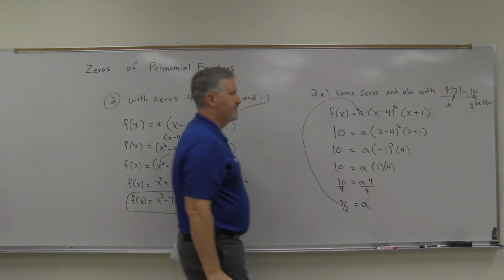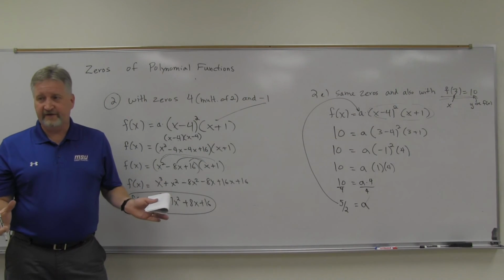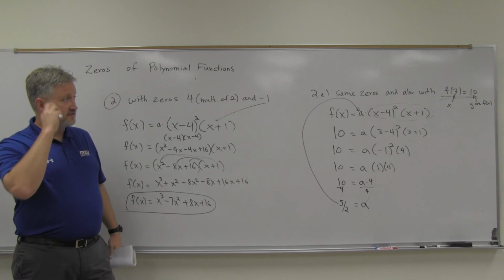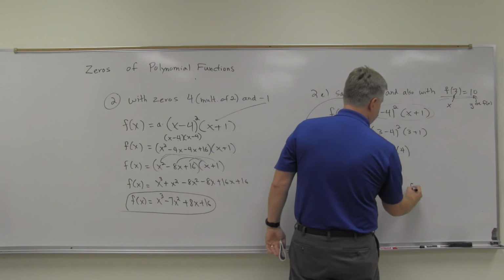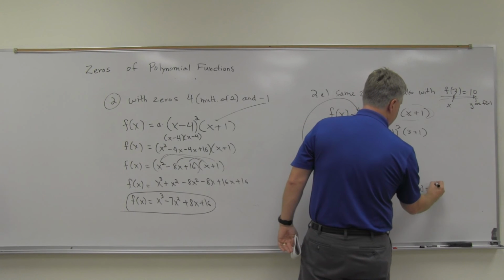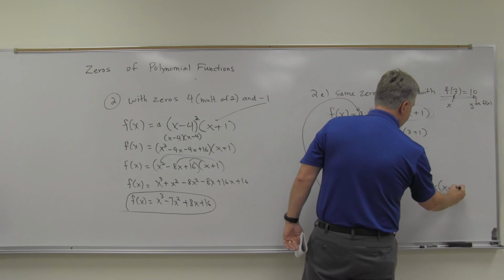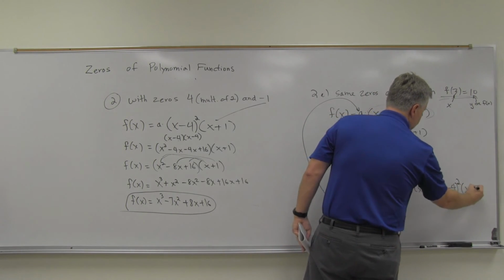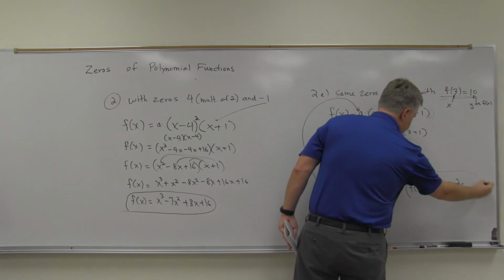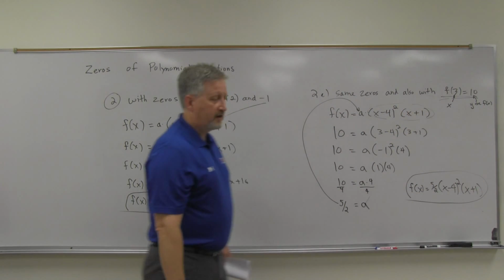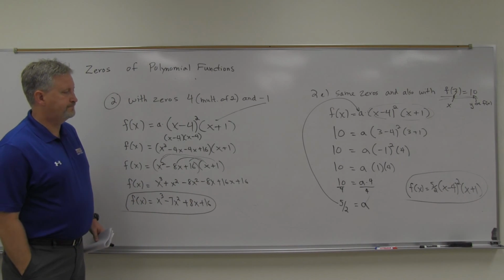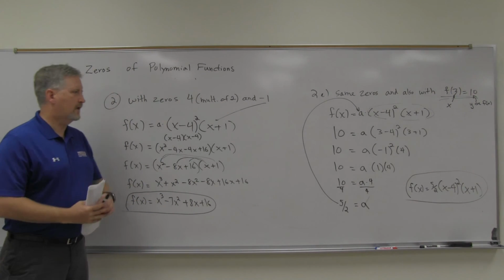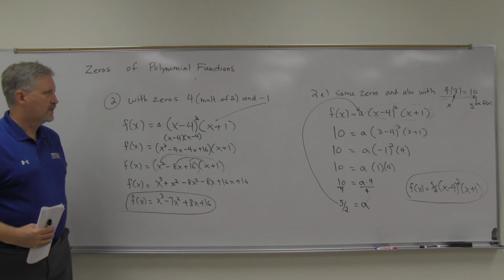So my final answer, if I had a specific function value in mind, I'd put that a to be 5 halves in front. Okay? That would be our final answer. And then, like I said, if you needed to, you could multiply those out again and then distribute. But we'll just leave it there. All right?